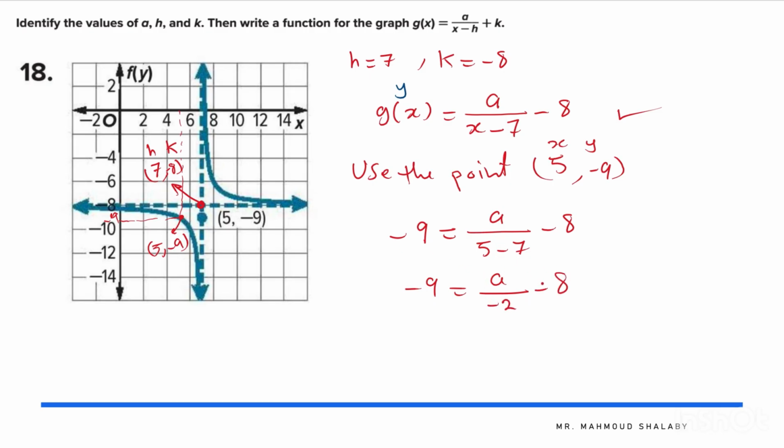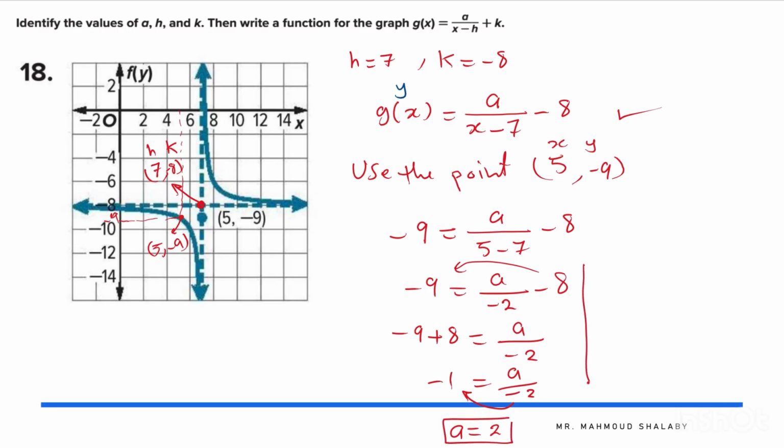Or I will move the negative 8 to the other side. It will be negative 9 plus 8 equals a over negative 2. I will move negative 8, it will be plus 8 on the other side. So the answer here is negative 1 equals a over negative 2. I will just multiply the negative 2 by negative 1, so the value of a equals positive 2. Now I will write the function.